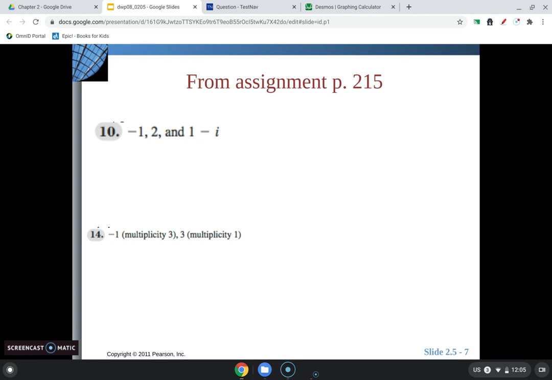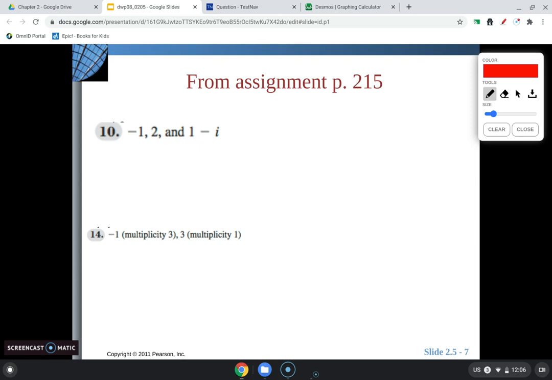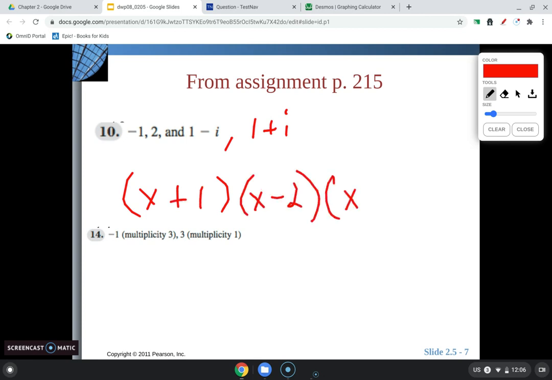Okay, let's try number 10. Now remember, these travel in pairs. So we have negative 1, 2, and 1 minus i. We also have to put the conjugate on there as well. So we're going to write that in factored form. So that would be x plus 1 times x minus 2 times x minus 1 minus i times x minus 1 plus i. Okay? So 4 zeros, 4 factors. There you go.